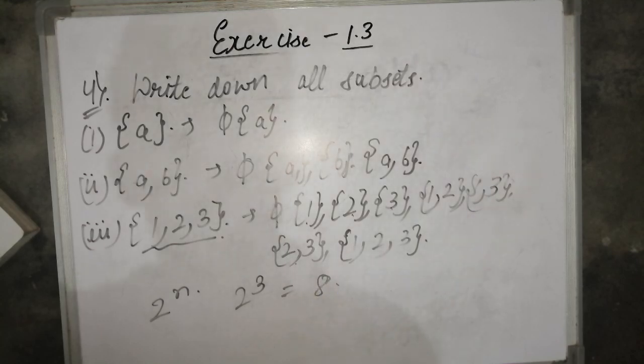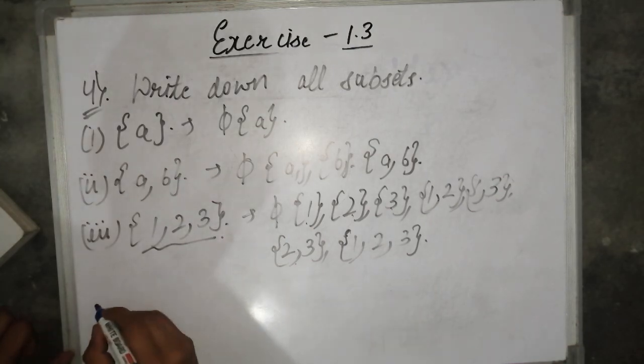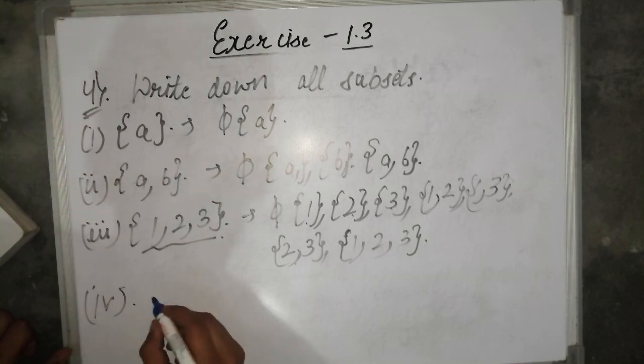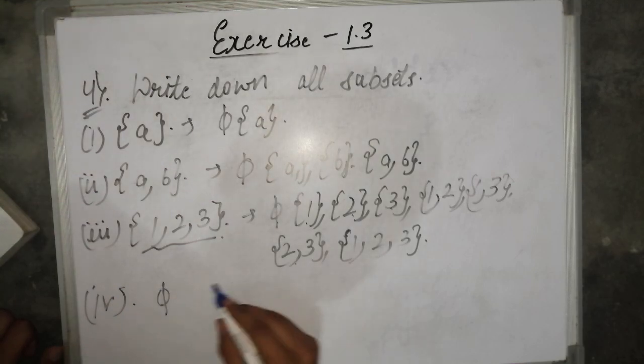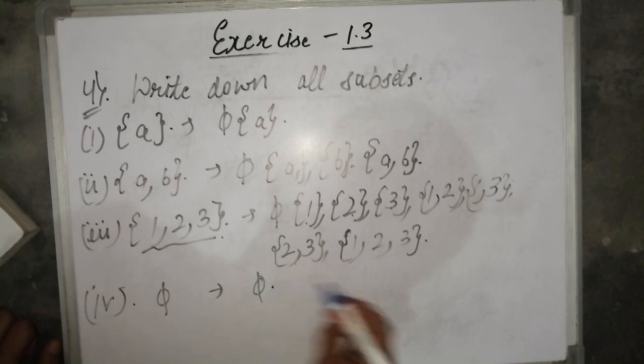Okay, I am erasing for the fourth part. So the fourth part of this question and the last part of this video is the empty set, and the subset will be only the empty set.